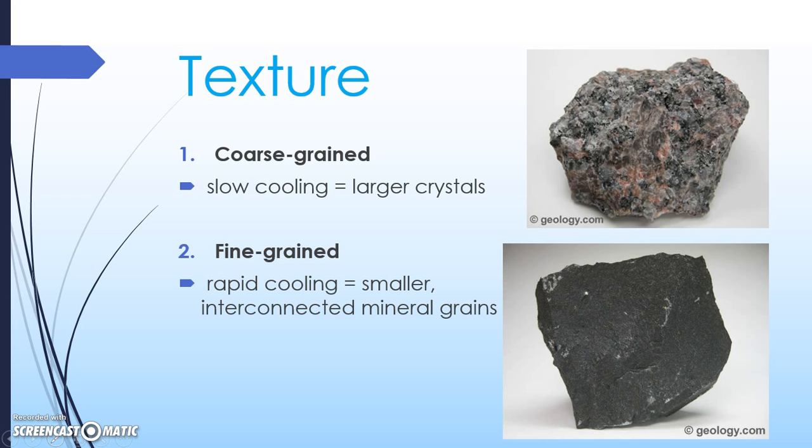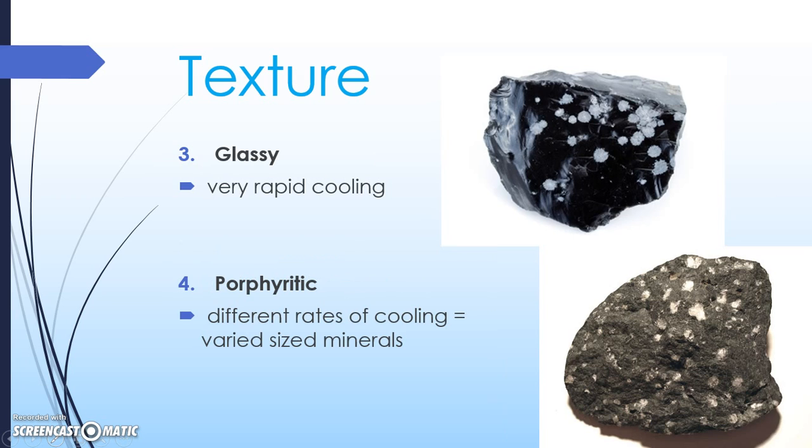Whereas fine grain means it's cooled very rapidly, so you get a lot of smaller interconnected minerals. So if you look at the image at the bottom, it all looks like a dark gray. So you really can't tell much about the different minerals inside this rock. Other types of texture, we have glassy, which means it cools so quickly it doesn't have time to form any air bubbles, so it gives that smooth texture. This is an example of obsidian. It's one of my favorites.